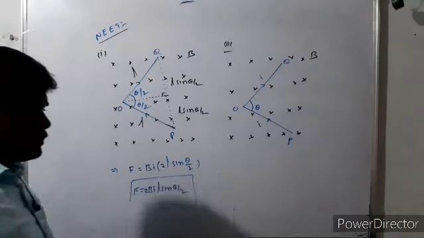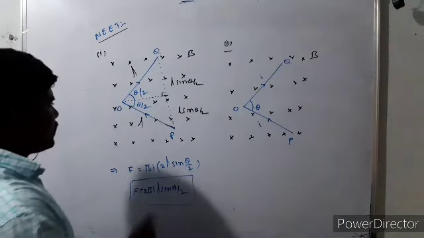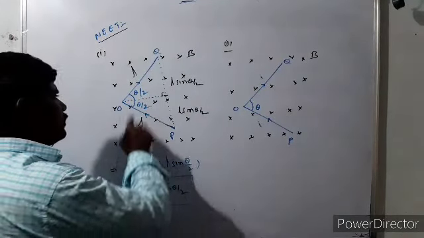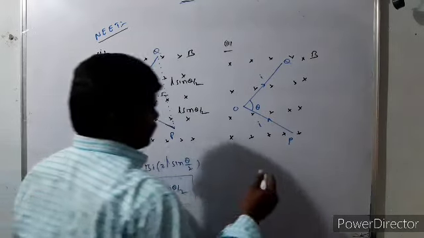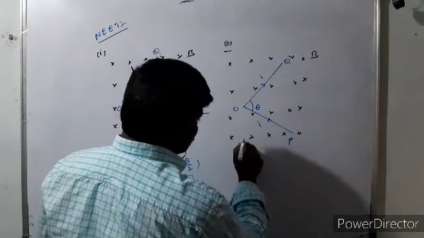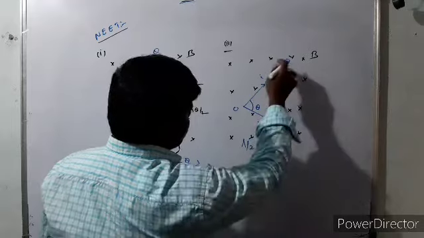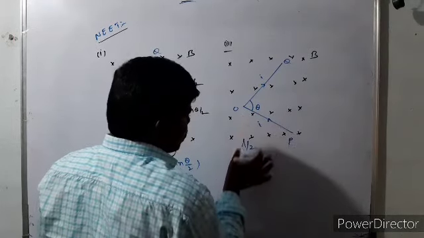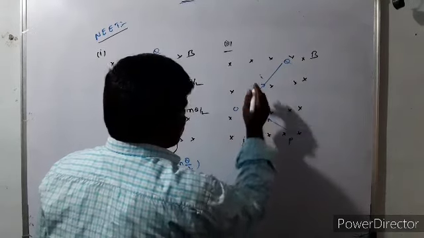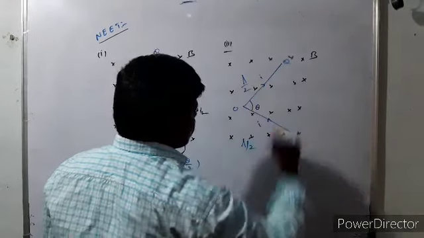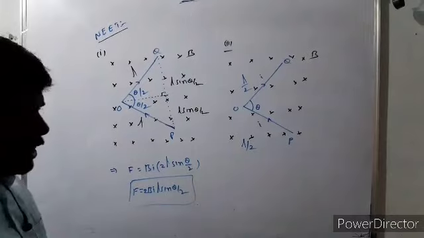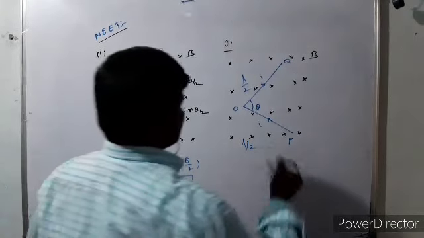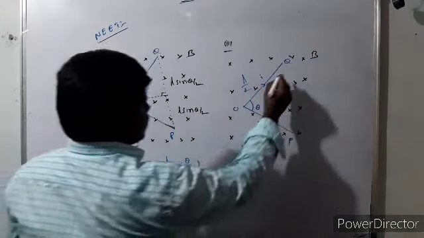It is similar to the earlier case, but there I took PO as L and OQ as L. Here, what is the PO length? L by 2. The total length of POQ is L, but PO is half of that. That's why PO is L by 2 and OQ is also L by 2. Therefore, similarly as usual, PQ.